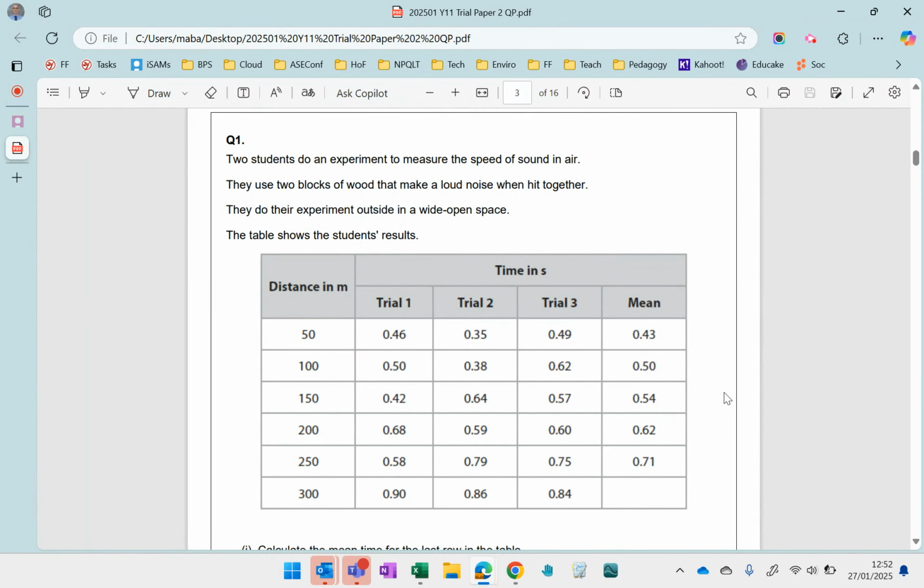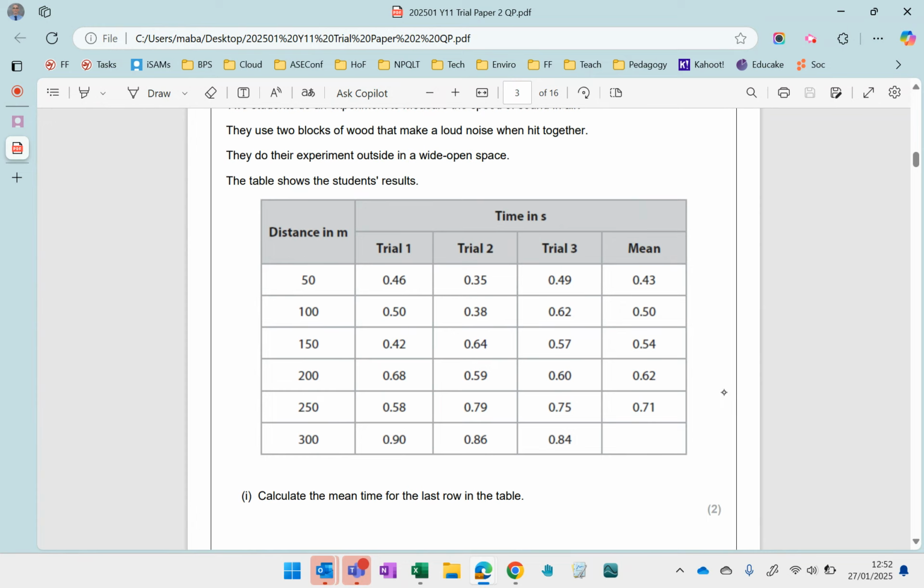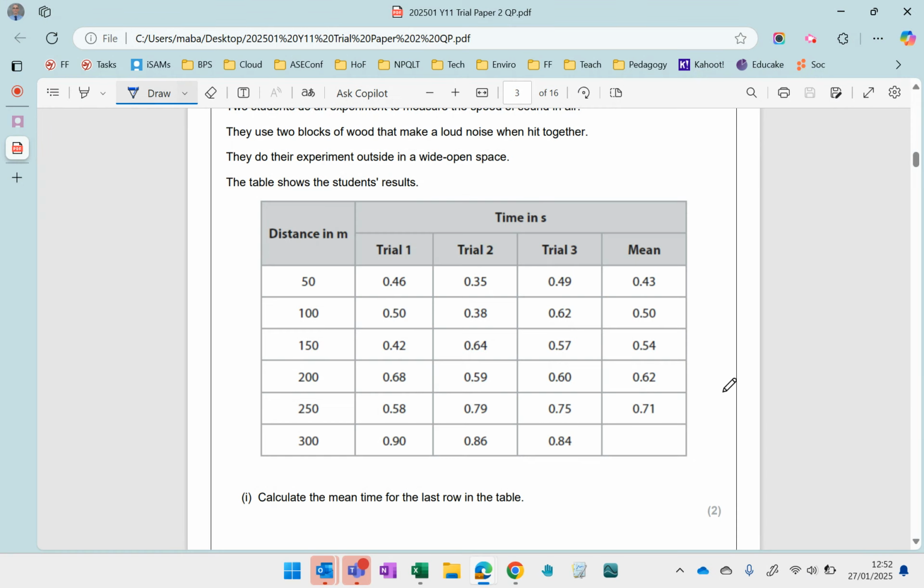Okay, so we're on to the specialist paper now, paper 2. Let's dive into question 1. Calculate the mean time for the last row in the column. If you work it out on your calculator, you'll find that it's 0.866666 and so on.